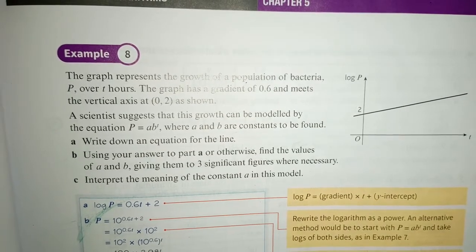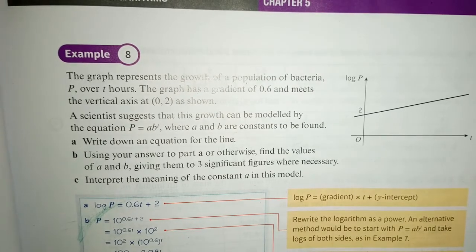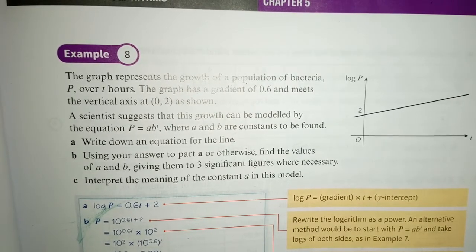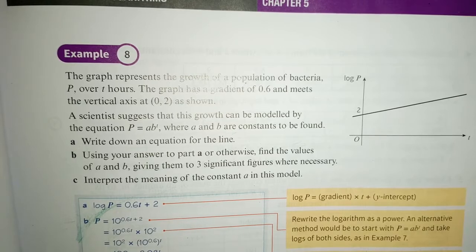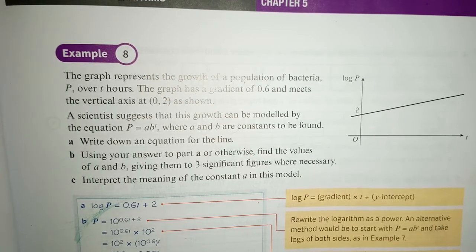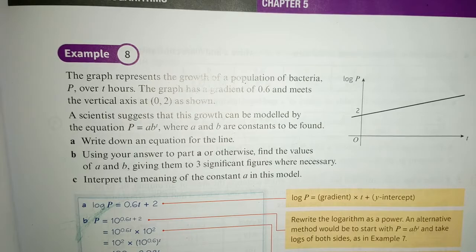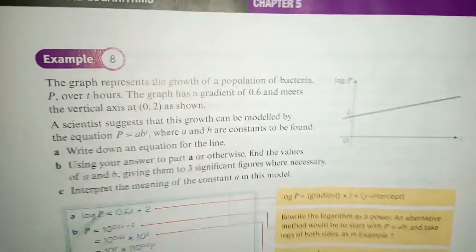Part A, write down an equation for the line. And part B, using your answer to part A or otherwise, find the values of A and B, giving them to three significant figures where necessary. And part C, interpret the meaning of the constant A in this model.